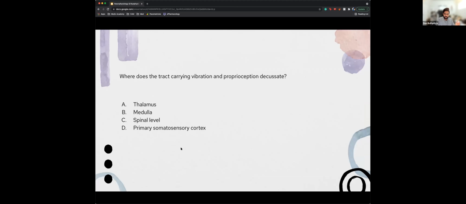Now, some questions. I kind of need you guys to respond. Just chuck it in the chat, or you can direct message me. Where does the tract carrying vibration and proprioception decussate? Yeah, it's going to be the medulla, because that's your DCML pathway. Whereas at the spinal level, that will be pain and those other sensations.